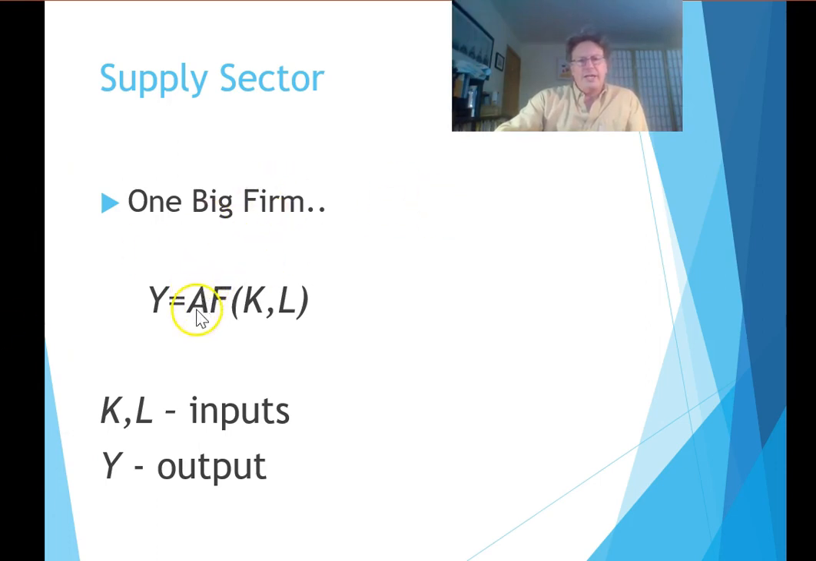Well, the A is the magic word that goes along with this: productivity. It could be things like technology. You could have the same machines, but if you have better technology to use those machines, maybe you can produce more stuff. Or maybe your workers are better. Maybe your workers are better educated, better trained. Maybe they're more motivated. So anything you can kind of lump in there goes in with the A as productivity.